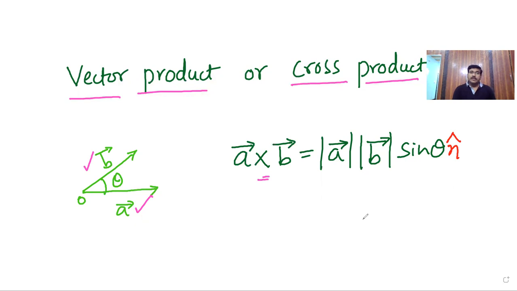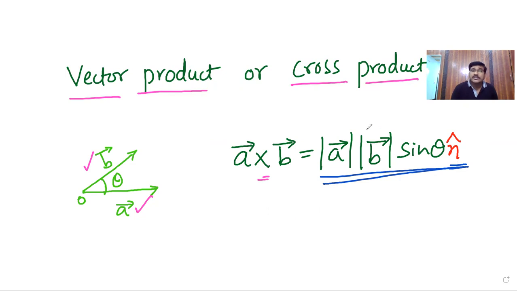Observe carefully. In the dot product, there was no unit vector, because the outcome of the dot product itself is a scalar. A scalar does not possess any direction. Whereas the result of this A bar cross B bar is itself a vector. When you say it is a vector, it has magnitude as well as direction.